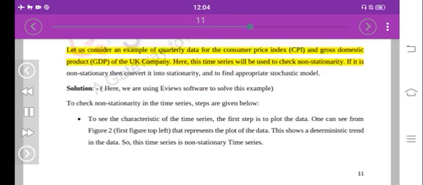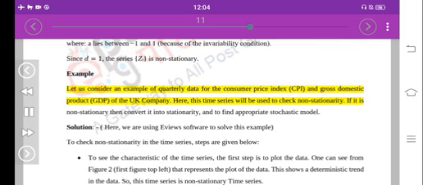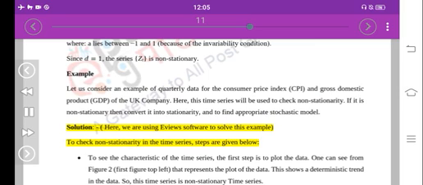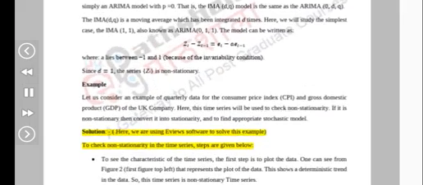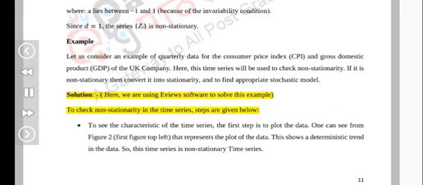Example. Let us consider an example of quarterly data for the Consumer Price Index, CPI, and Gross Domestic Product, GDP, of the UK. Here, this time series will be used to check non-stationarity. If it is non-stationary, then convert it into a stationary series and find an appropriate stochastic model. Solution. Here, we are using EViews software to solve this example. To check non-stationarity in the time series, the steps are given below.